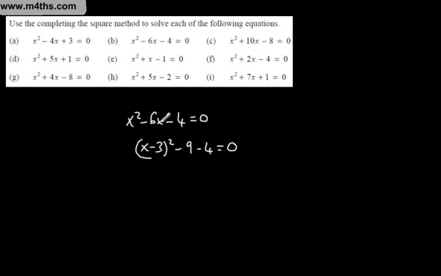Some people like to take the constant straight over. I'm not bothered, you can do that if you want. This leaves us (x - 3) all squared equal to, adding the constants to the other side, 13. Square rooting both sides, x minus 3 is equal to plus or minus root 13. So x is equal to 3 plus or minus the root of 13.